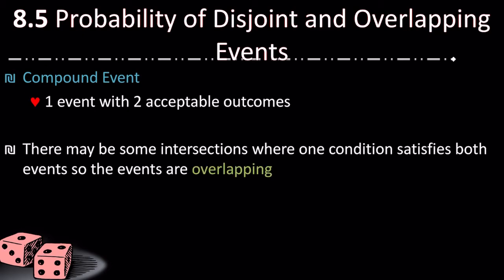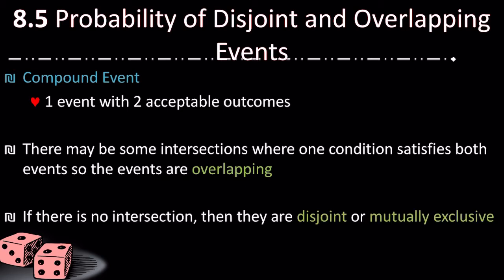There may be some intersections where one condition satisfies both events so that the events are overlapping. Let's say you're rolling one die, you want a 3 or an odd number. Well, 3 happens to be an odd number, so there is this overlap when you roll a 3. It satisfies both conditions. If there is no intersection, then they are disjoint or mutually exclusive.